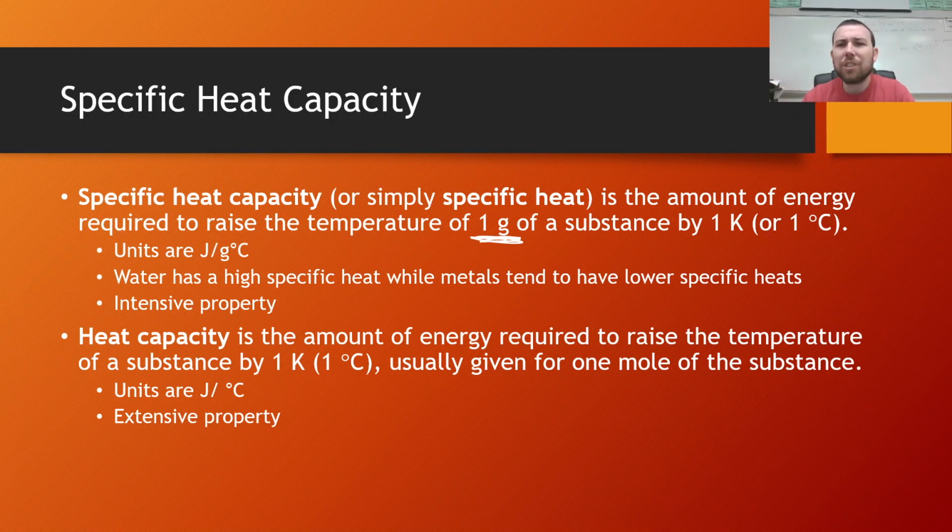Now, typically, we're dealing with 1 mole of a substance. It could be for any quantity of that substance, but the heat capacity is just looking at the overall energy capacity needed for that whole substance. The units here are in joules per degree Celsius, and heat capacity is an extensive property. And again, we've seen that term extensive mean it's quantity dependent, right?